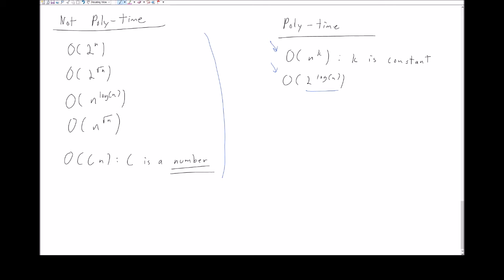Of particular note is a runtime that depends on C, where C is some number. We've seen in dynamic programming that we can have a knapsack algorithm written as a dynamic program that runs in order C to the n time, where C is the size of the knapsack. This type of algorithm is not a polynomial time algorithm. The reason why is a little detailed, and we won't get into it. For now, throughout this class, we're just going to exclude any type of runtime that depends on a particular input number of our problem.